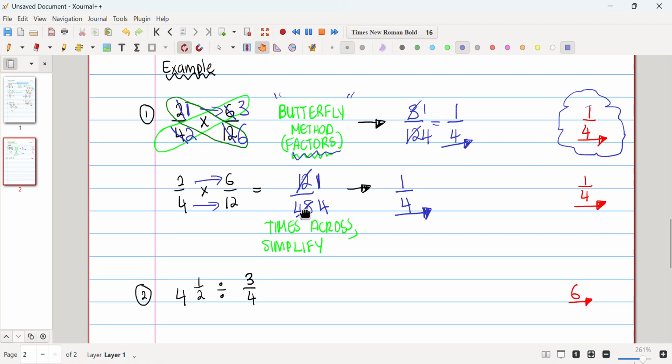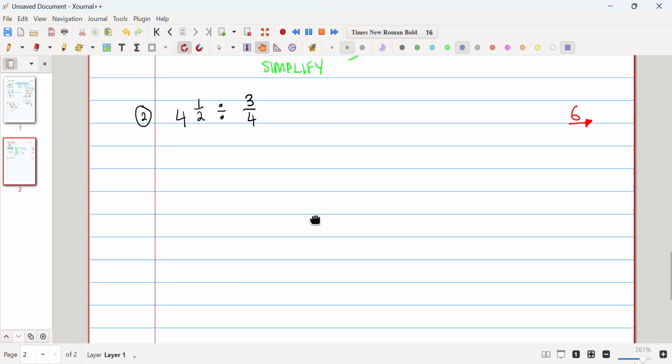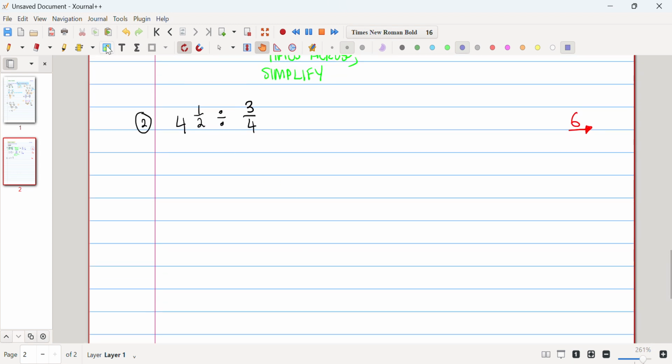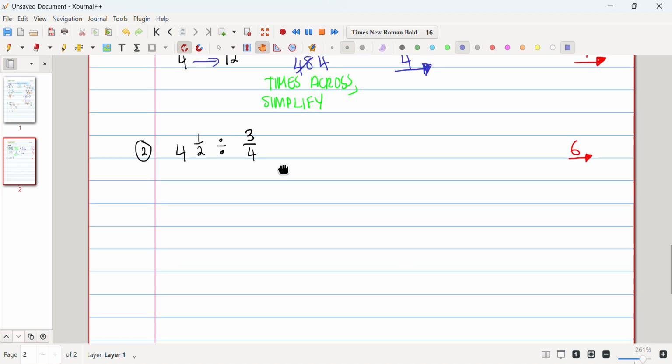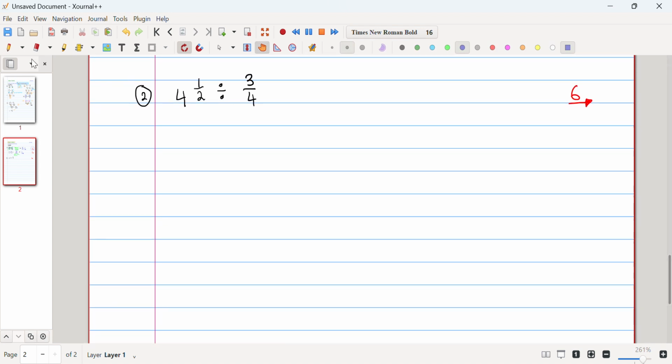Let's have a look at division. And division, guys, please don't get scared or confused. It's really simple, and it's very similar to multiplying. However, there's just one extra step that we need to learn.